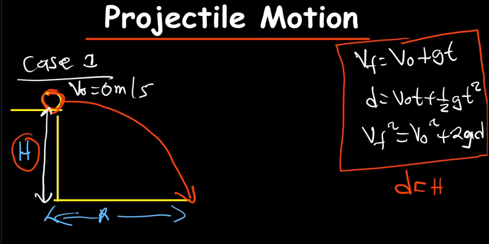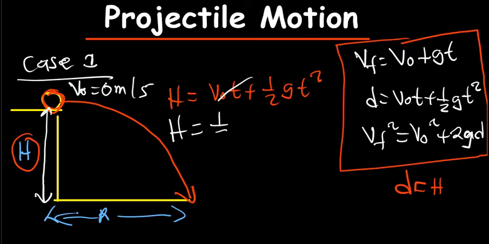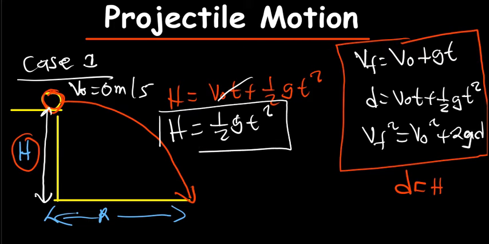Guys, if I'm to use the second equation, which is d, where there's d, I'll put h. I'll say h is equal to v initial times t plus half gt squared. Provided that you have been given the time, we want to find the h. The initial velocity is 0, so this guy has to go. So my h will be equal to half gt squared. This formula is very important. You can use it for the first trajectory to find the height.